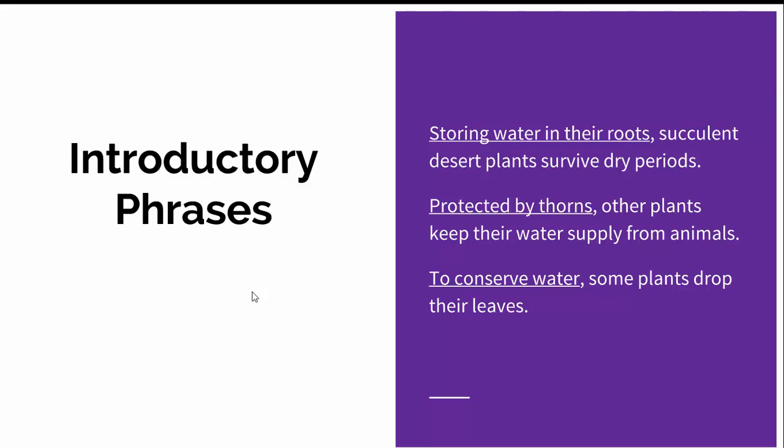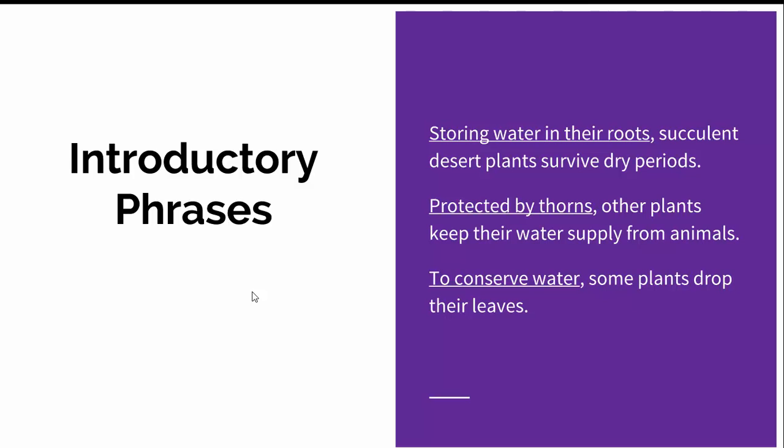Protected by thorns, other plants keep their water supply from animals. Okay, our introductory phrase is protected by thorns. Here we have an ed verb at the start of the sentence. Again, another clue that we should probably look to see if we need a comma in a little while.